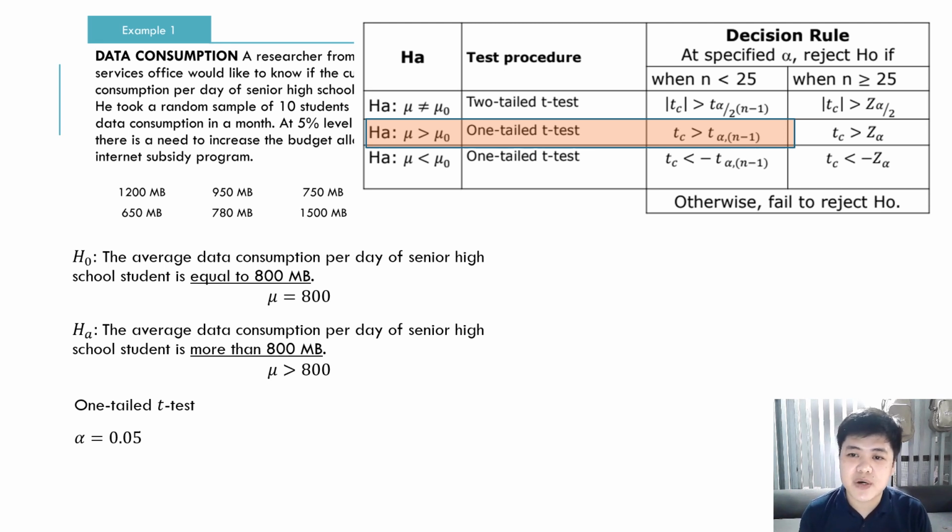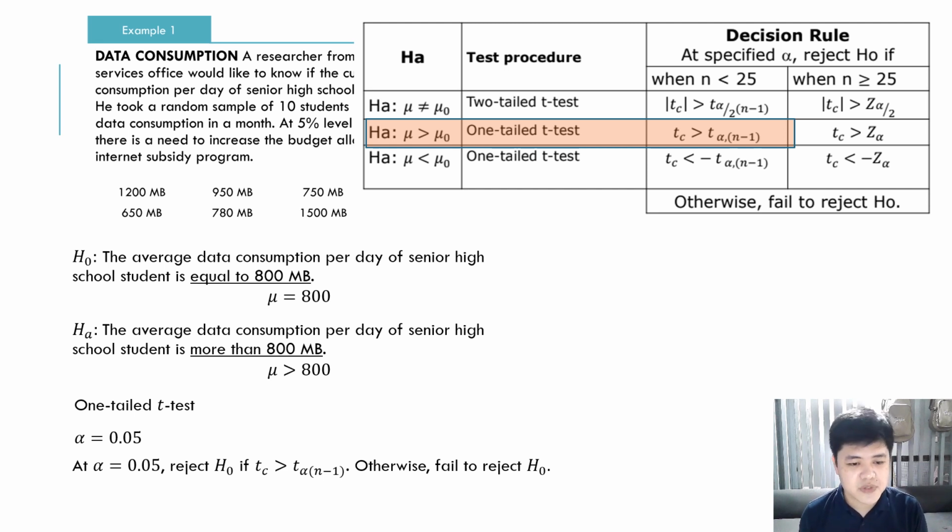So, mabilis lang to. All you have to do is write: at 5% level of significance, we're going to reject the null hypothesis if the computed value of t is more than the tabular value. So this is very important. Otherwise, we fail to reject H0. So yung mga cases na if it's not greater than, so it's less than, we fail to reject the null hypothesis. So we're done with this part. We've come up with our decision rule.